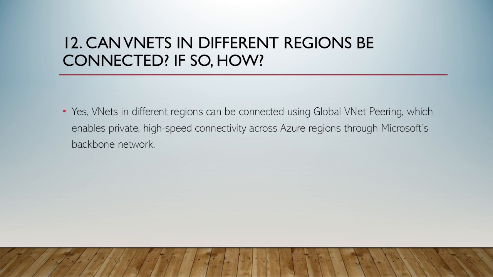12. Can VNets in different regions be connected? If so, how? Yes, VNets in different regions can be connected using global VNet peering, which enables private, high-speed connectivity across Azure regions through Microsoft's backbone network.